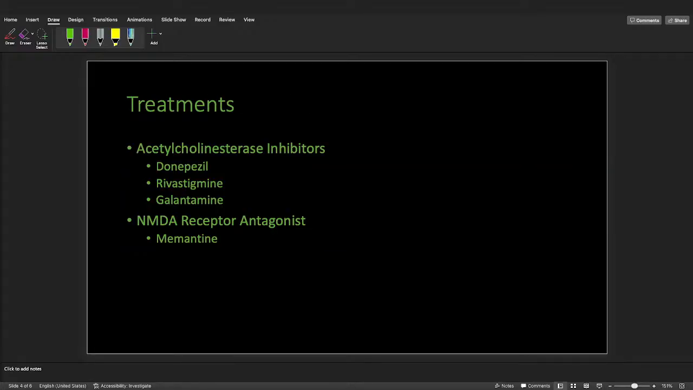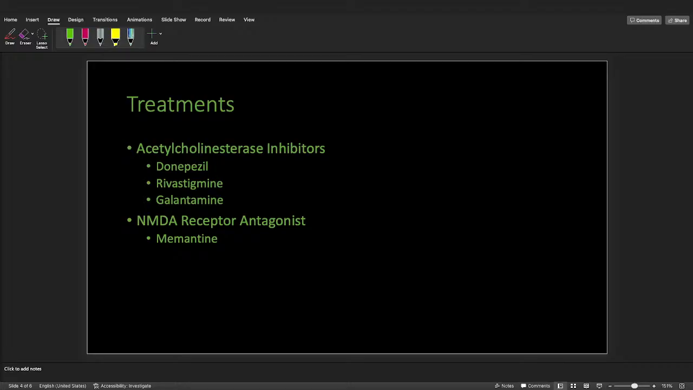These are usually the first line treatments, to prevent the breakdown of acetylcholine. It's through these acetylcholinesterase inhibitors known as donepezil, galantamine, or rivastigmine. And then you have the NMDA receptor antagonists like memantine.